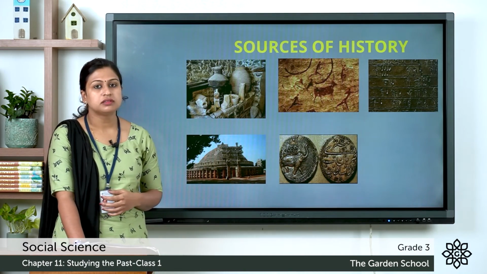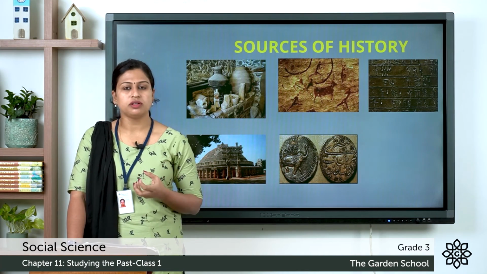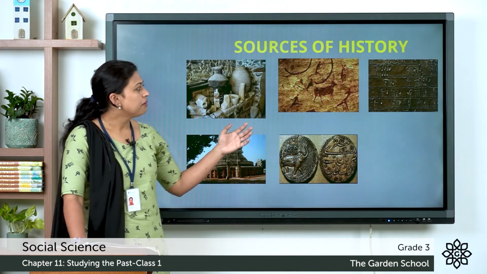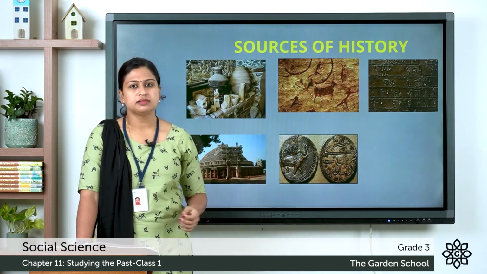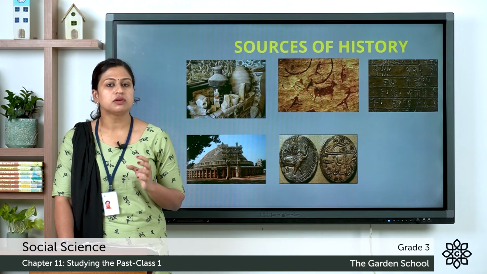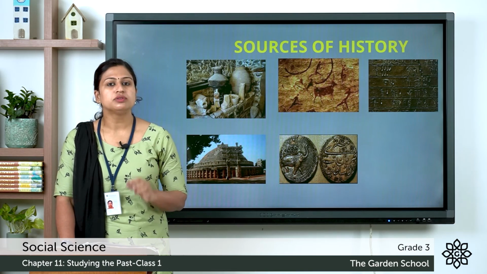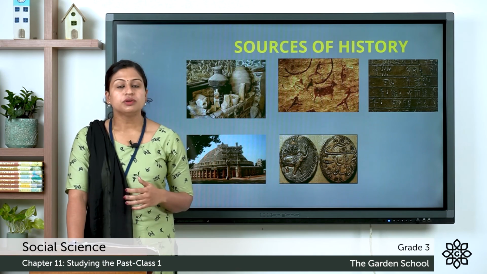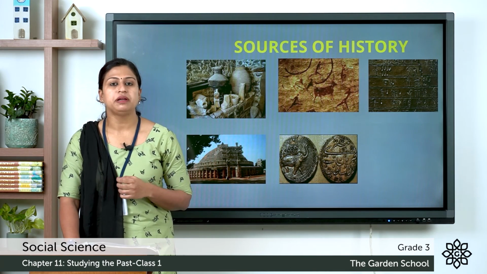The next topic is sources of history. These are various objects that are used by the historians to study the past. You can see here the picture of old pottery, painting, written sources, monuments, coins, and there are many buildings, monuments, old photographs. These are all sources of history. That means these are the objects which are used by the historians to study the past, and they are also known as the historian's tools. Through these objects we come to know about the developments and changes that have happened in the past.